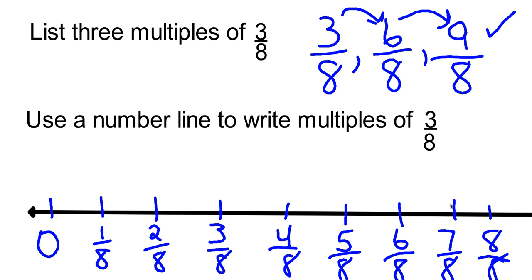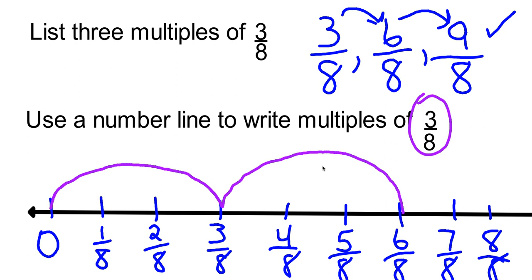Now I can show you how I skip count. And I am going to use a different color. Remember, it's multiples of 3/8, so I have to do 3/8 at a time. I'm going to start at 0 and I go to 3/8. That's once, 3/8 twice, 3/8 three times. So really this shows me 3 times 3/8, which is 9/8.